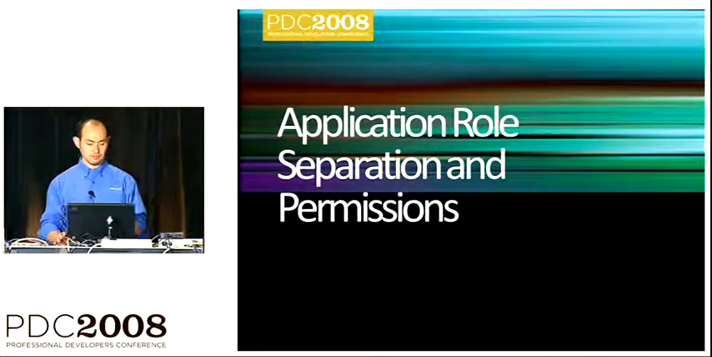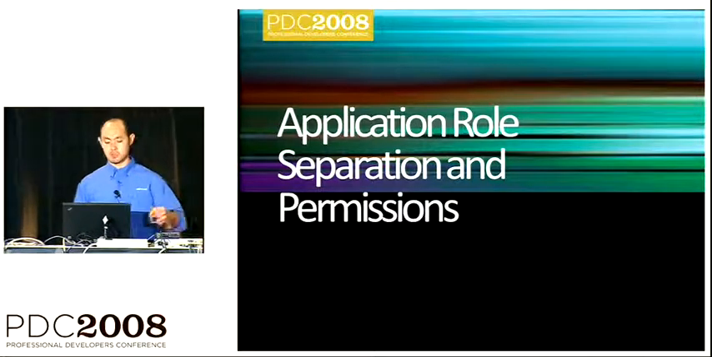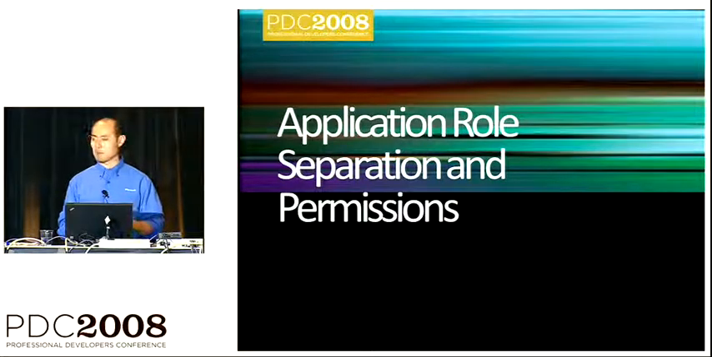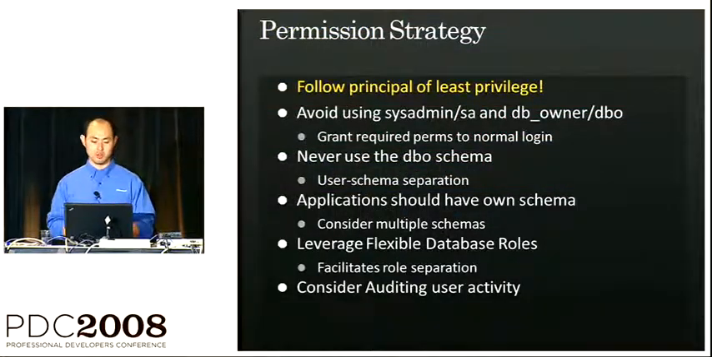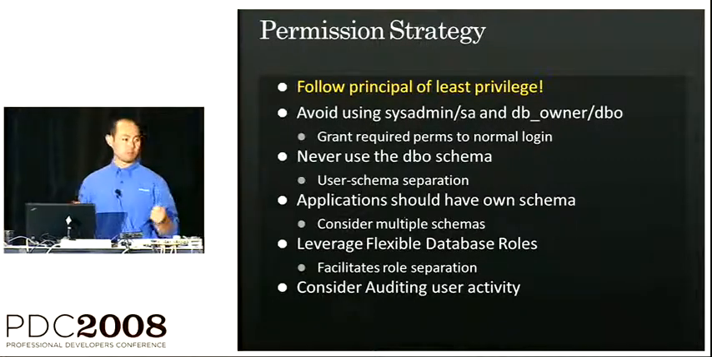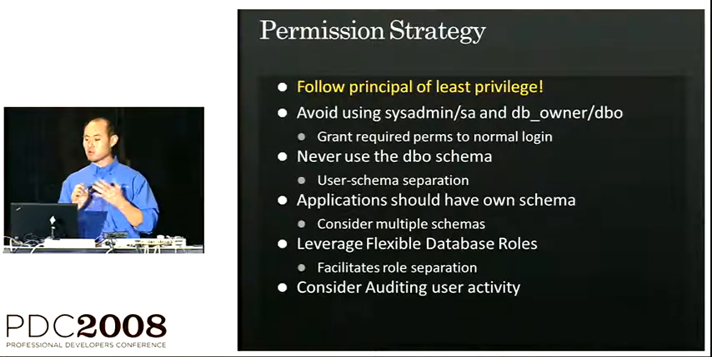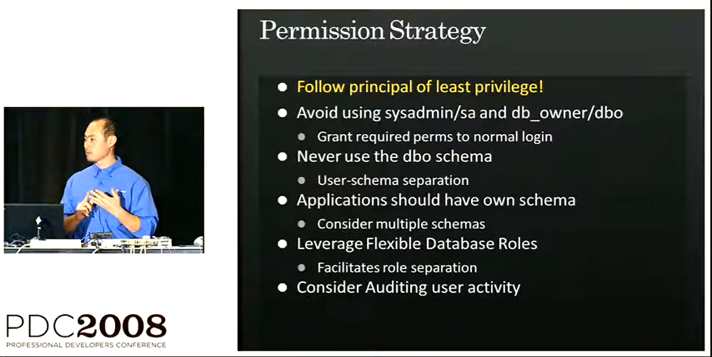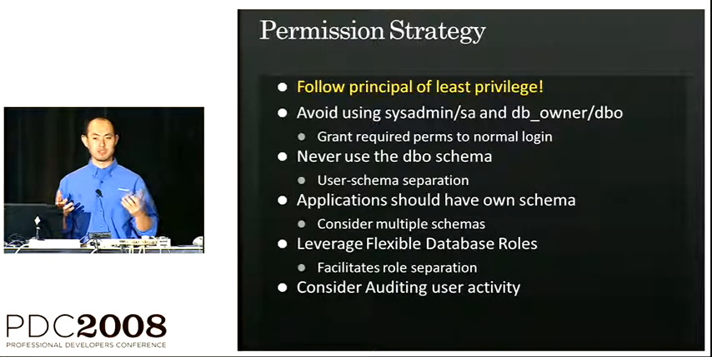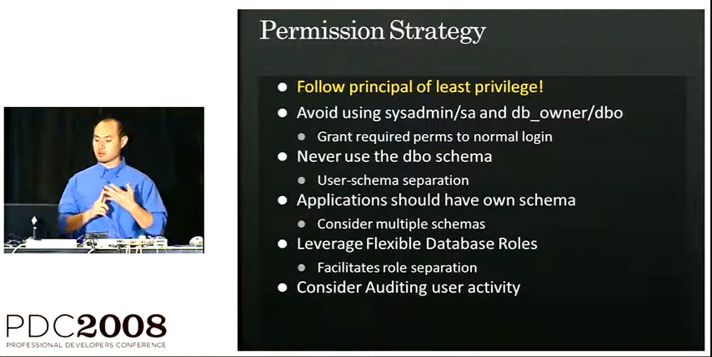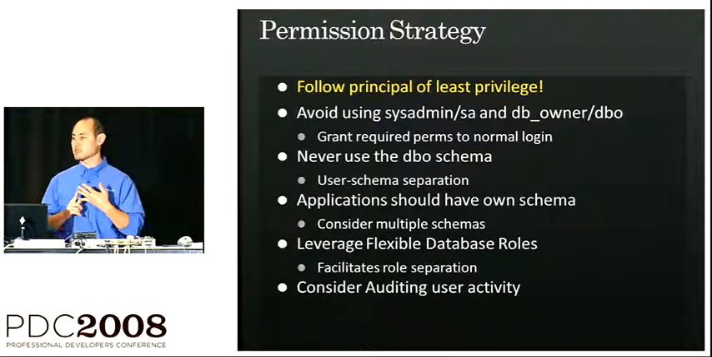Okay, let's keep going. Let's start talking a little bit about application role separation and permissions. This is coming up a lot these days, so I thought it was important to talk about it and the permissions we have associated with it. If I can employ you to do one thing, it's the first bullet on the slide: follow the principle of least privilege. It's very important, and if you do this, you'll solve a lot of your problems. The principle is that you give someone the permissions they need to do their job and their task and nothing more. Specifically, don't give people sysadmin or DBO rights just because it's easier.